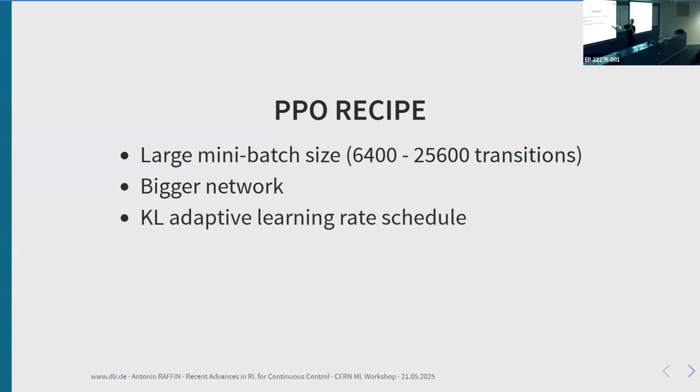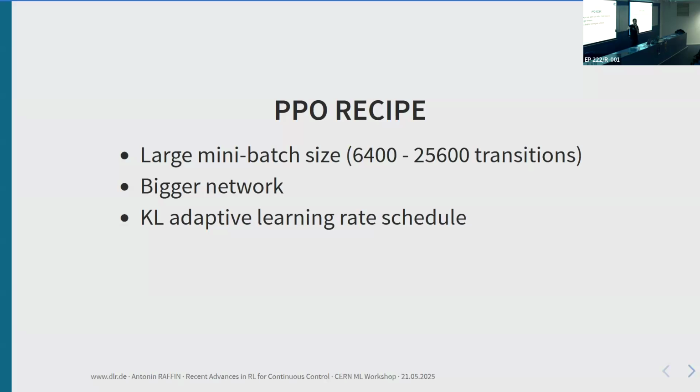So what does it mean? It is measuring the KL divergence between the old policy, so the previous controller, and the updated controller. And depending on the distance between those two, it will adapt the learning rate. The way it works is, you define a target KL divergence.